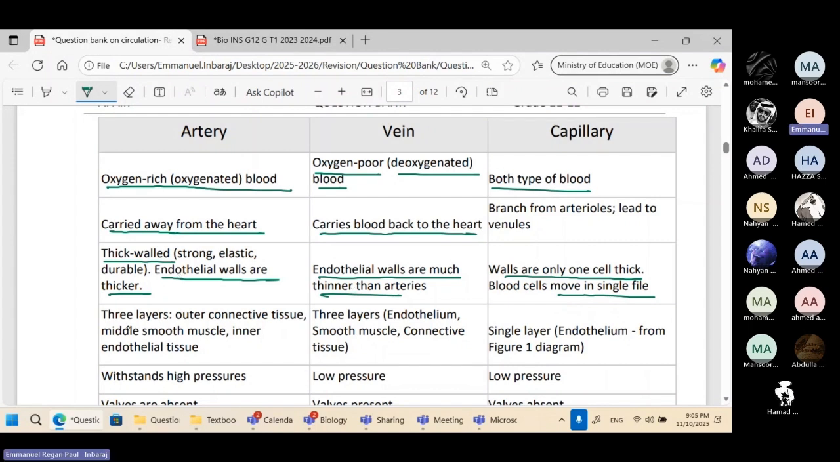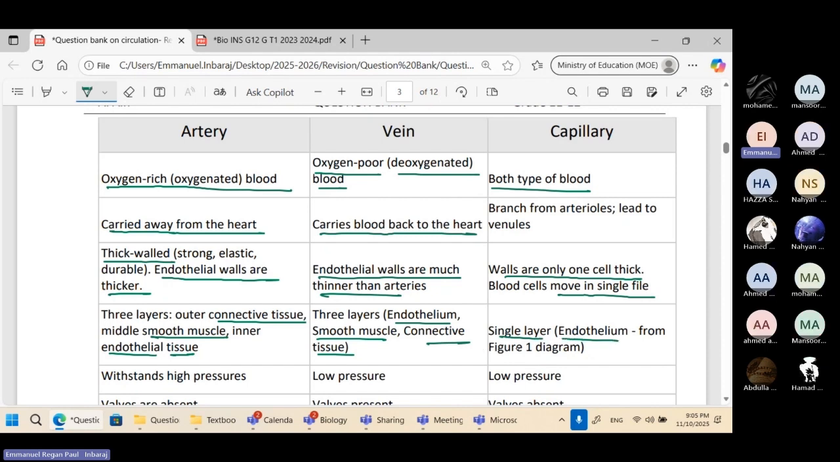Don't forget. Three layers of the artery: outer connective tissue. What is the middle layer? Smooth muscle. And the inner endothelial tissue. Vein, three layers: endothelial, smooth muscle, and connective tissue. What about capillary? Do they have three layers? No. They have only one layer, endothelium. Artery, they withstand high pressure. Vein, low pressure. Capillary, low pressure.